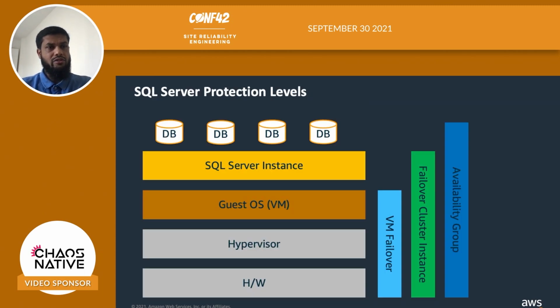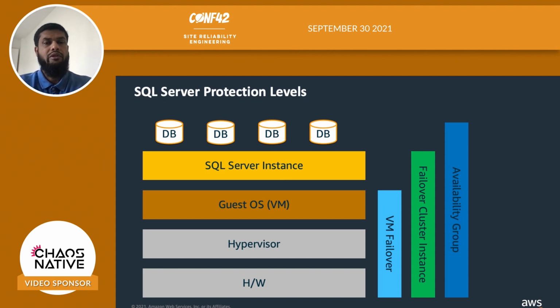Now, let's dive into the protection levels as we spoke about. If you look at the VM level protection of the VM failover, that protects you from hardware failure at the host itself, or hypervisor level failures, or guest OS level failures. That VM failover is simple HADR.